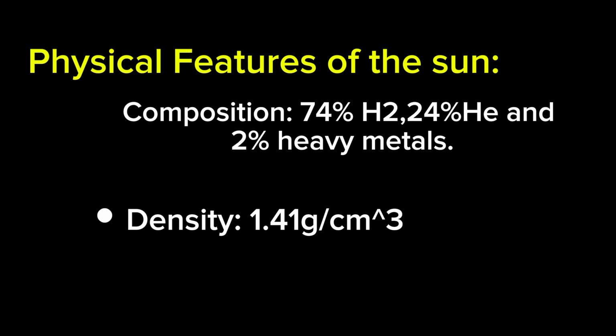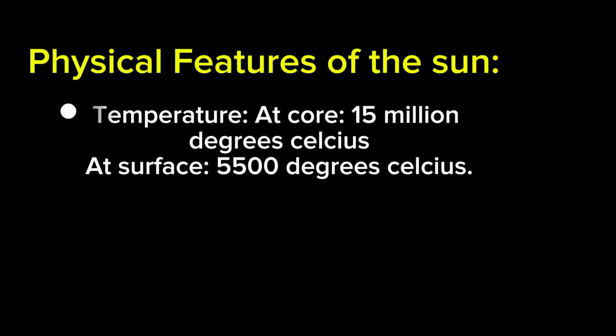Fifth feature of the Sun is the temperature at different regions. The temperature at the core of the Sun is 15 million degrees Celsius, which is about 27.5 million Fahrenheit. And at the surface of the Sun it is 5500 degrees Celsius, which is about 9932 Fahrenheit.